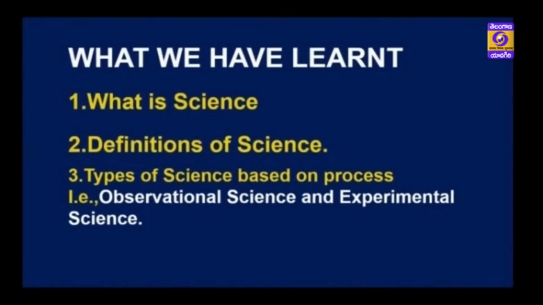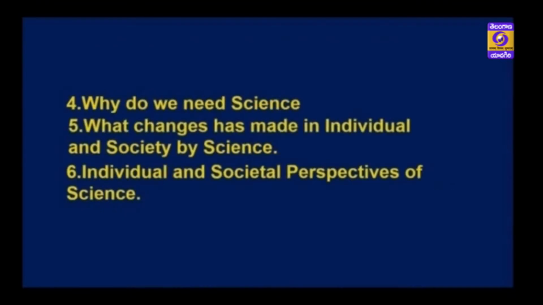I hope, children, you have understood the topic. So what we have learnt, let us see in brief. We have learned what is science, the meaning of science, and definitions of science, types of science based on process, that is observational science and experimental science. Why do we need science? What changes has science made in individuals and society, the individual and societal perspectives of science.